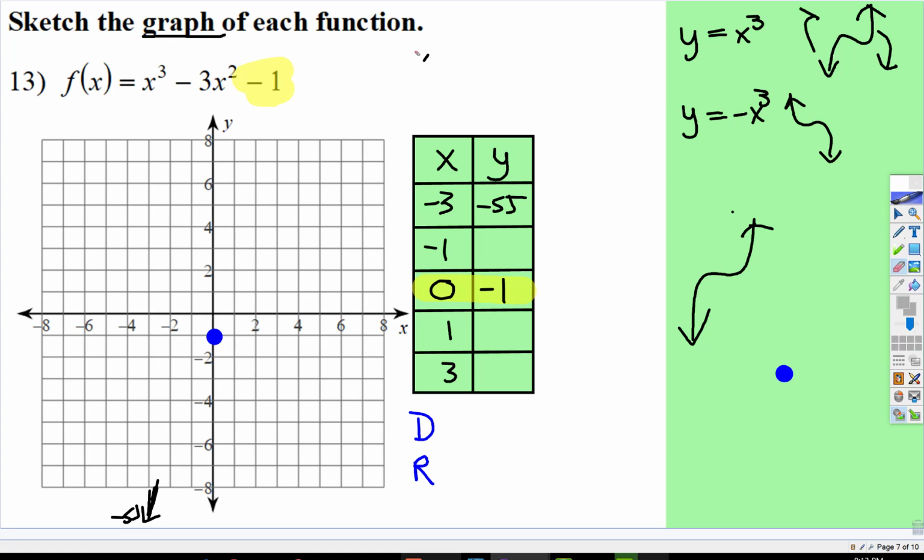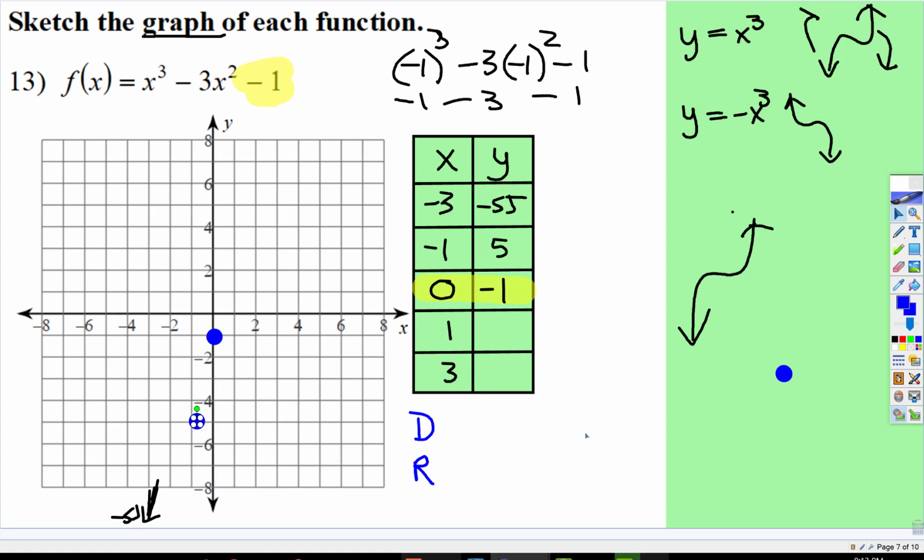So now we're going to do the same thing, but with ones. Negative 1 cubed is negative 1. Subtract 3 times negative 1 squared. Well, negative 1 squared is 1. 1 times negative 3 is negative 3. So negative 1 subtract 3 is negative 4. Subtract 1 is negative 5. All right, so at negative 1, we're down there at negative 5.